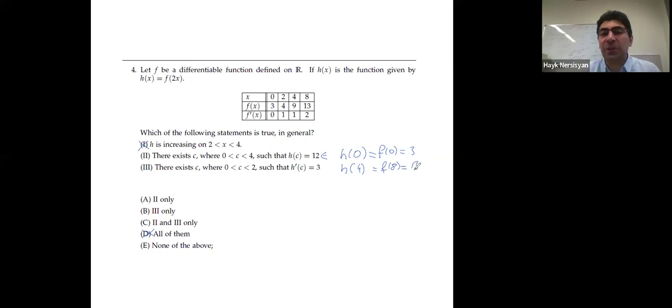Since our function f is differentiable, it is continuous also. Continuous function at 0 is 3, at 4 is 13. The intermediate value theorem says there exists at least one point C from 0 to 4, where the value of our function is 12. Hence, we can say for sure statement number 2 is correct.